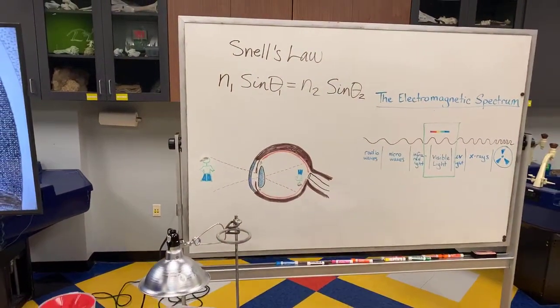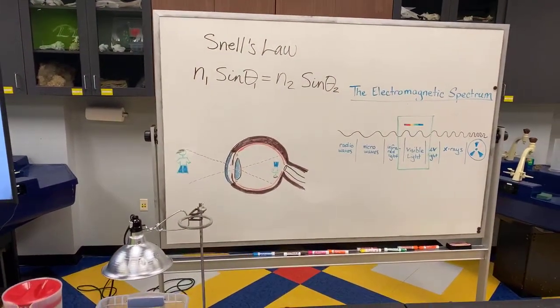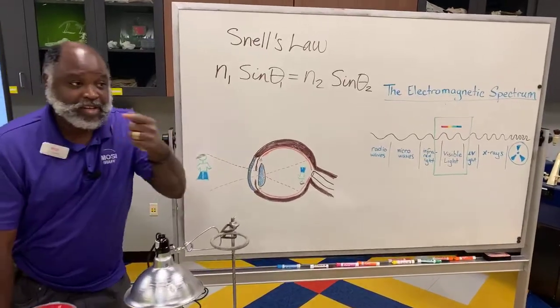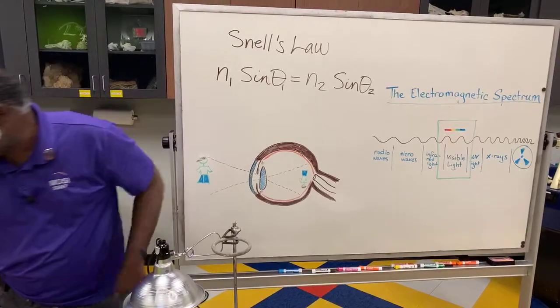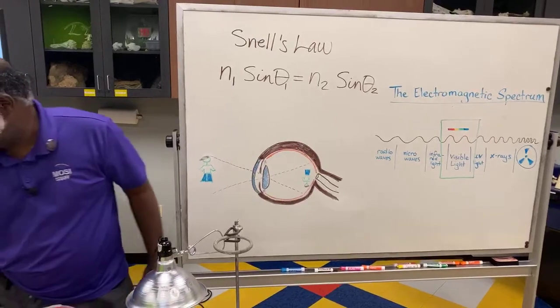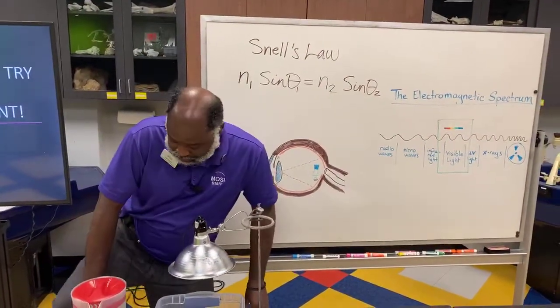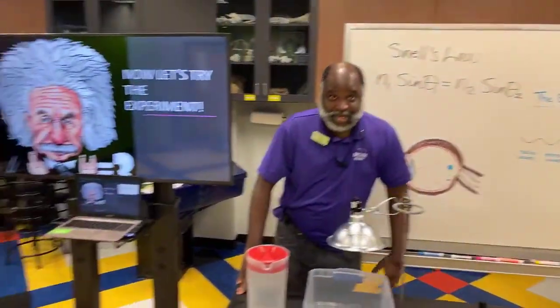And so thanks to refraction, light penetrating through, and reflection, light bouncing back, that's how we're able to see rainbows.